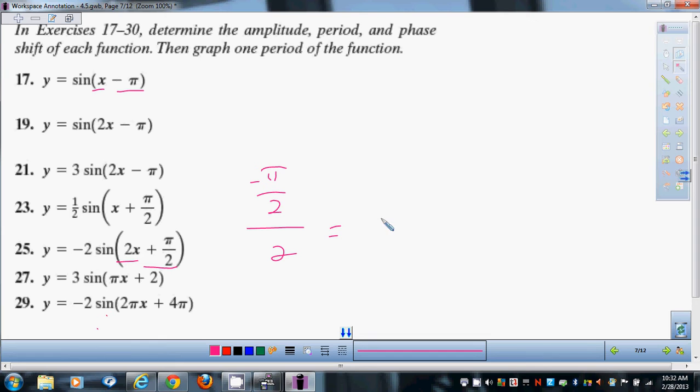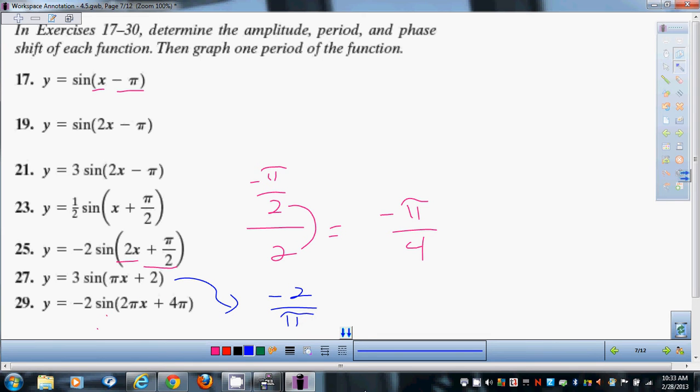Remember we said when there's a fraction on top of another denominator, you just multiply them. There you go. Negative pi over 4 would be the phase shift on 25. 27 would have a phase shift of negative c over b, and there's nothing you can do there. That's your phase shift, negative 2 over pi. That's how you find them.